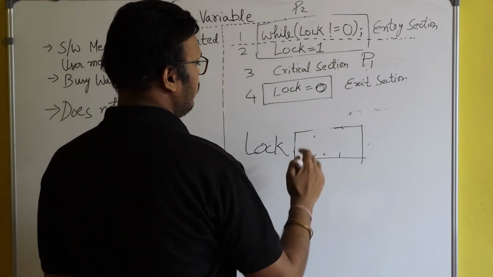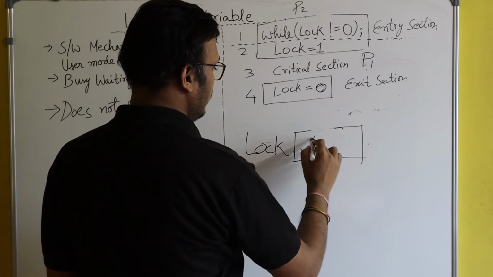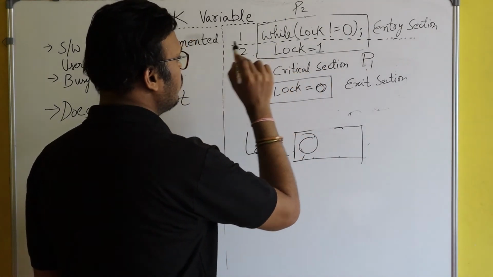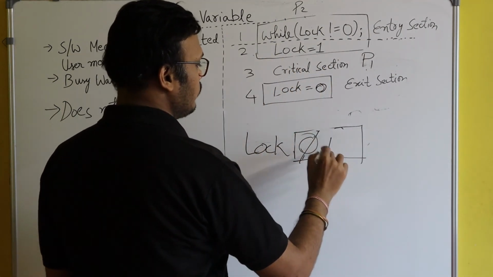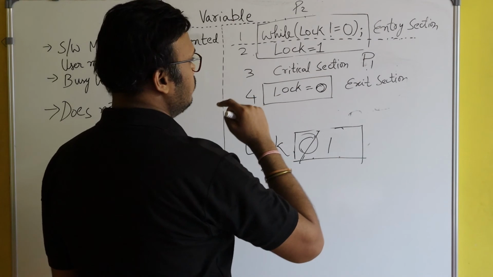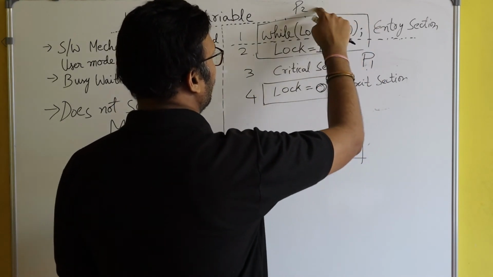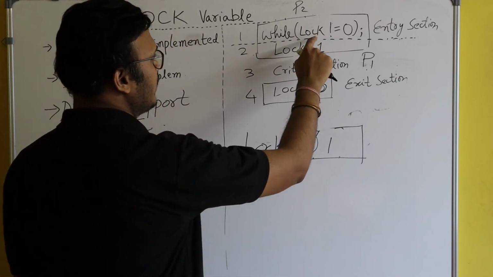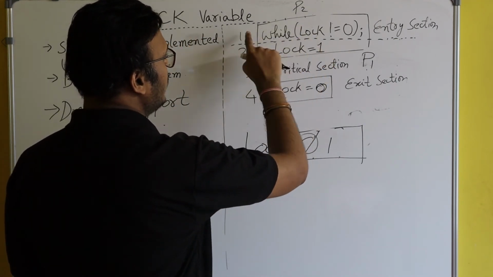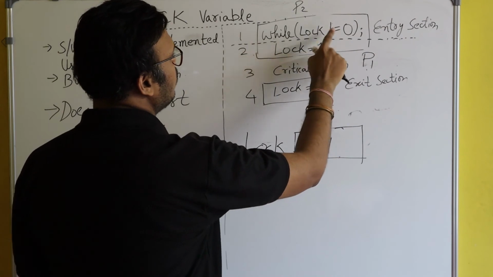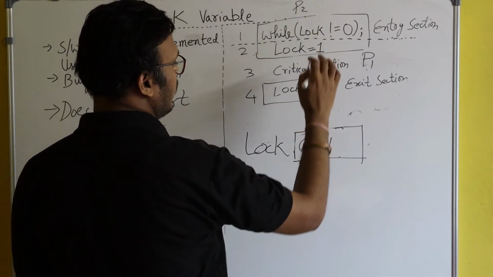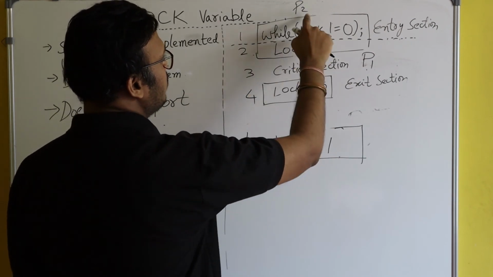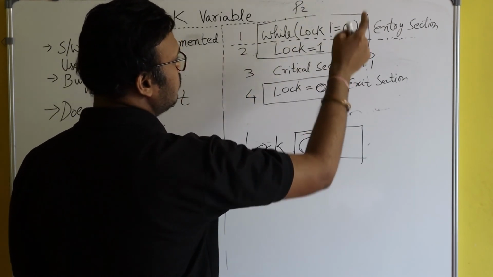So P1 has made the value of lock 1. Initially, the lock value should be 0 always. So after executing line number 2, the value of lock is 1. Okay. So now, when P2 wants to enter inside the critical section, P2 will execute this code: while lock not equal to 0. It means what? The value of lock is 1, and 1 is not equal to 0. So P2 got stuck in this while loop.